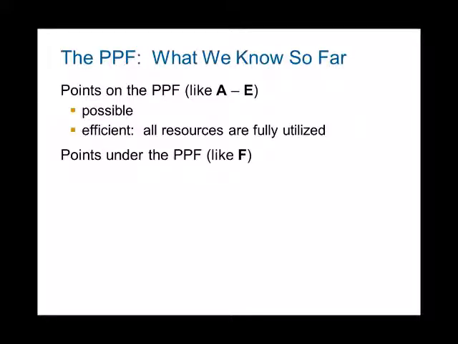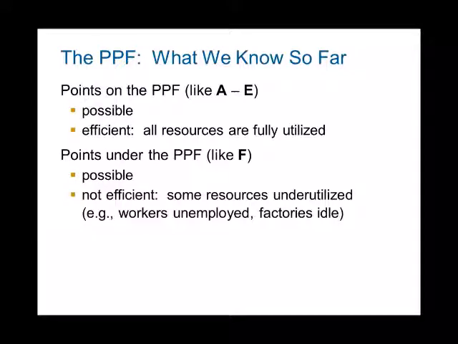However, you can have a point like F under the PPF, below points A through E. A point like that is possible, but you're not using all your resources to produce. Because some of the resources are being underutilized, you're not producing everything. So you have workers being unemployed, you have factories being idle. Those points are possible, but we don't want that because we already know resources are limited. So we want to use our resources in the best possible way.